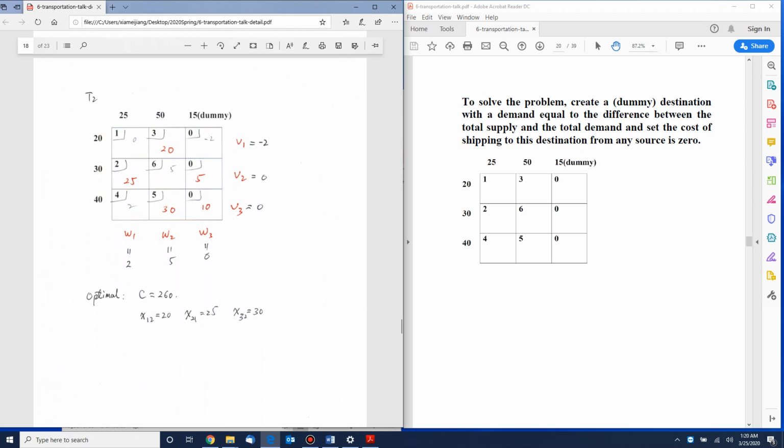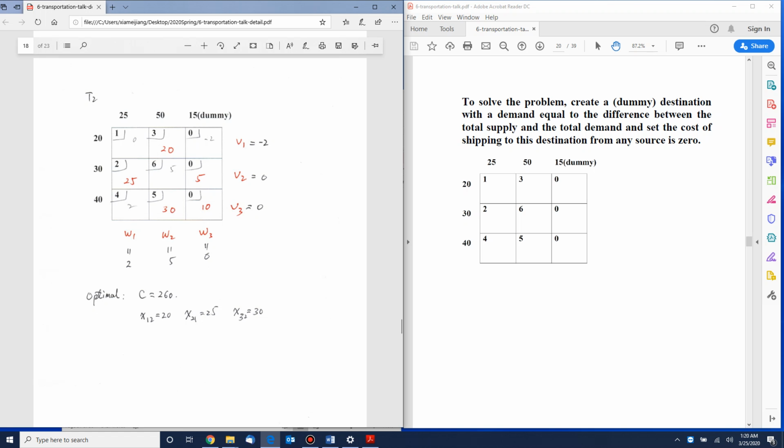You might say that x23 and x33 are basic variables, but this is for the dummy destination, so we don't count on this one. We are working only with the real ones. So we have 3 basic variables: x12 equals 20, x21 equals 25, x32 equals 30, and the cost equals 260. For these, 0 multiplied by 5 is 0, and 0 multiplied by 10 is 0, right?